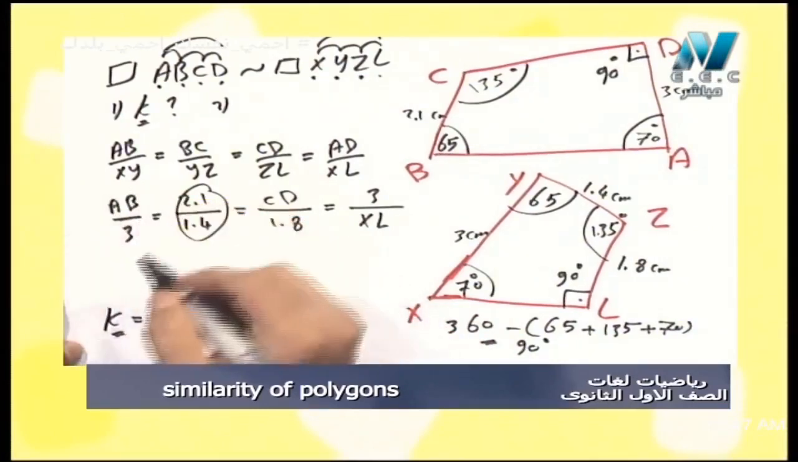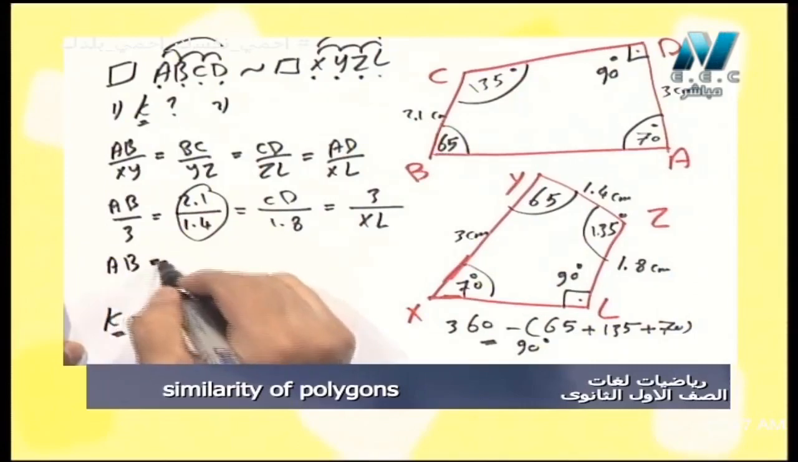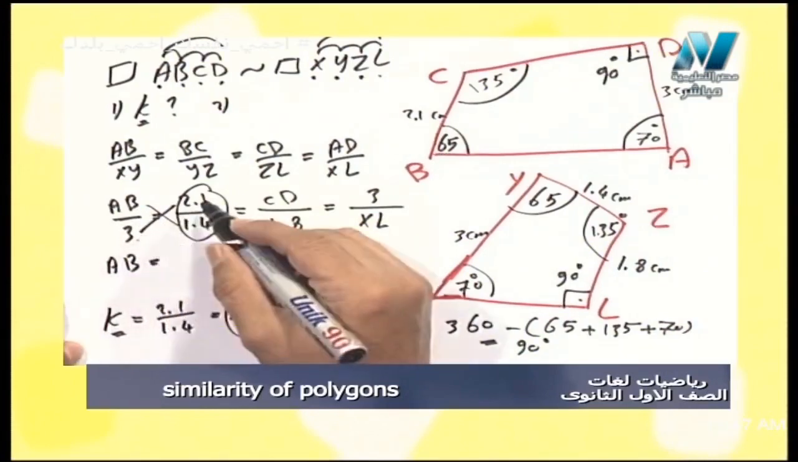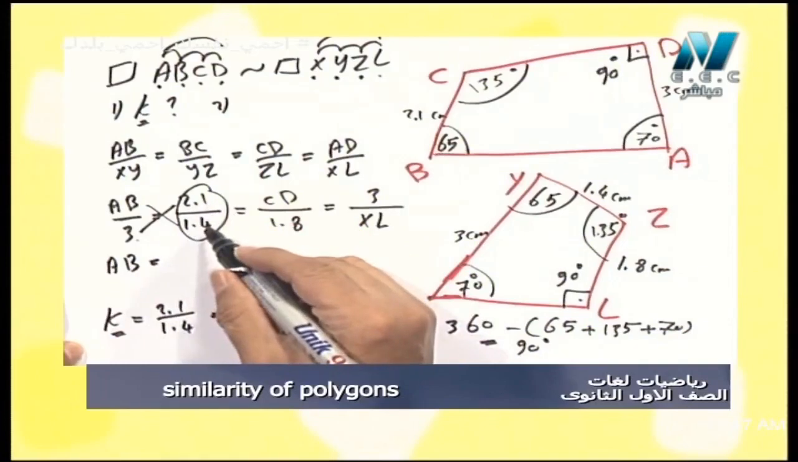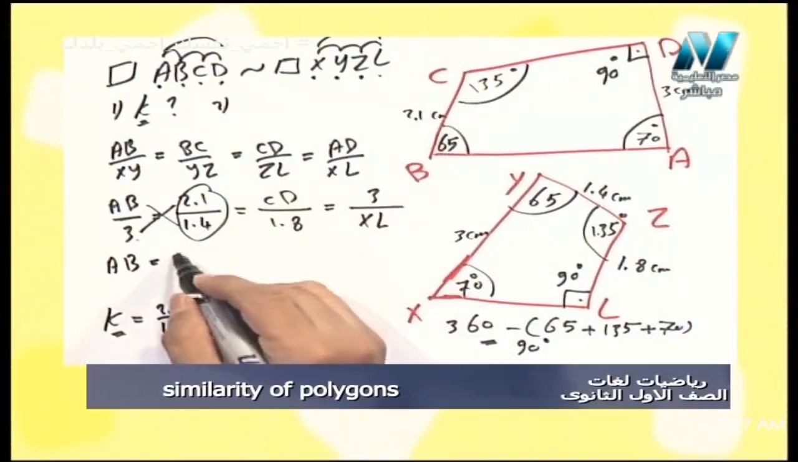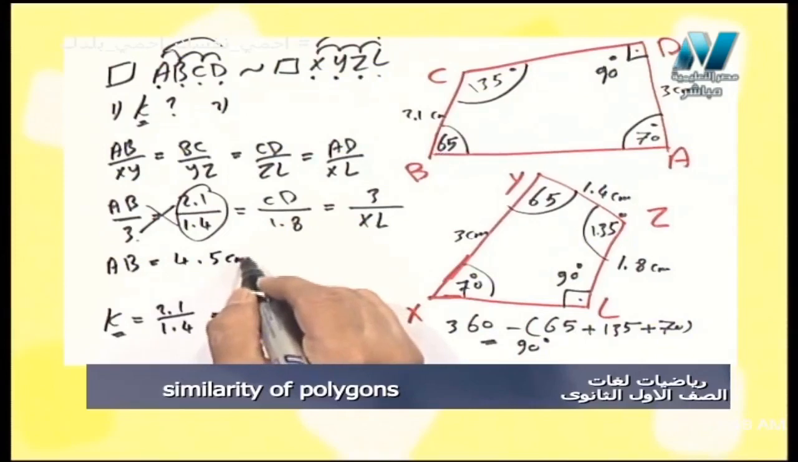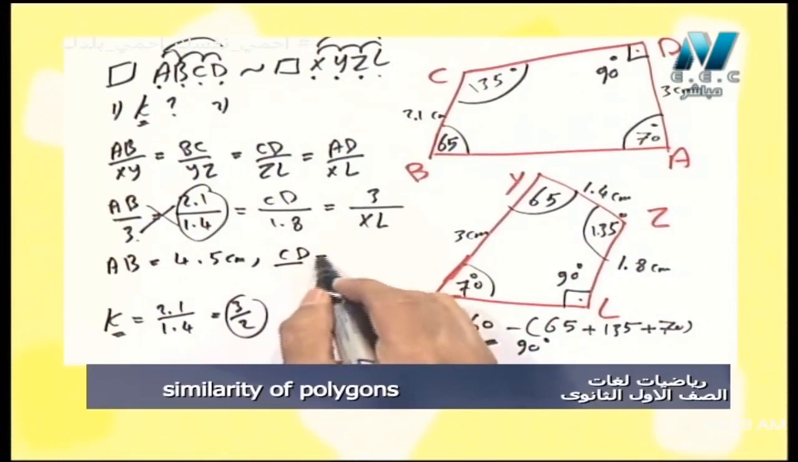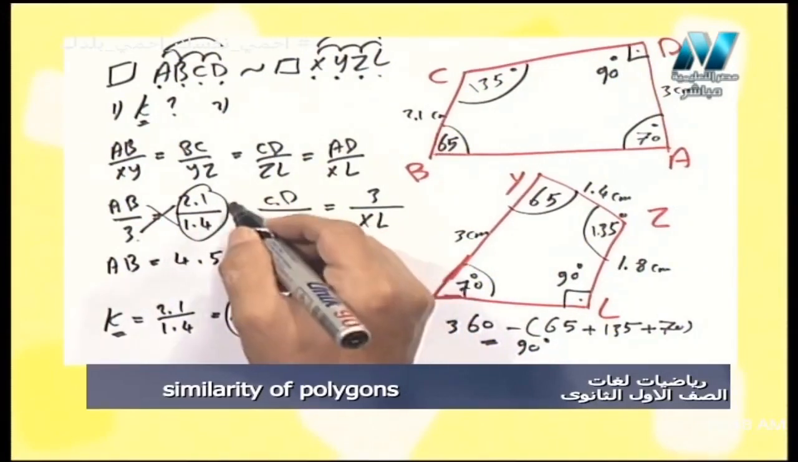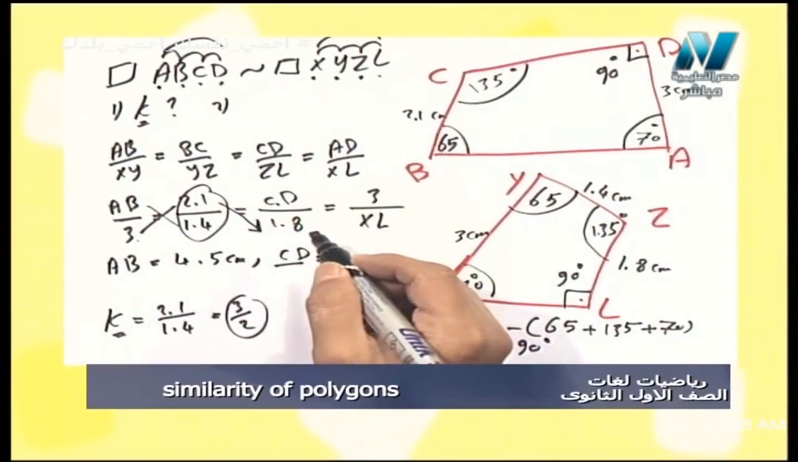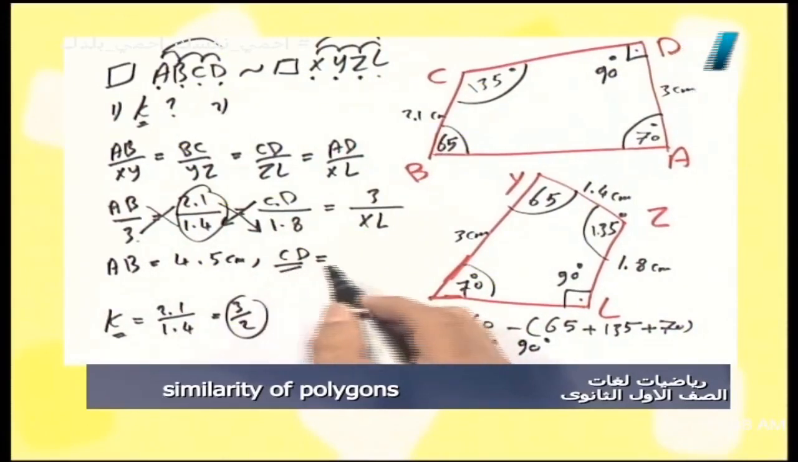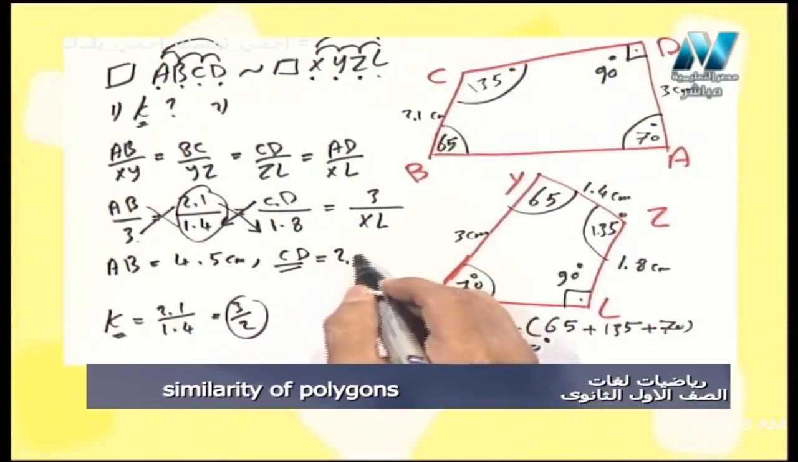What about AB? We know from the ratio, by cross multiplication, AB equals 3 times 2.1 over 1.4, and the answer will be 4.5 centimeters. And CD here also equals 2.1 times 1.8 divided by 1.4, and the answer of CD will be 2.7 centimeters.